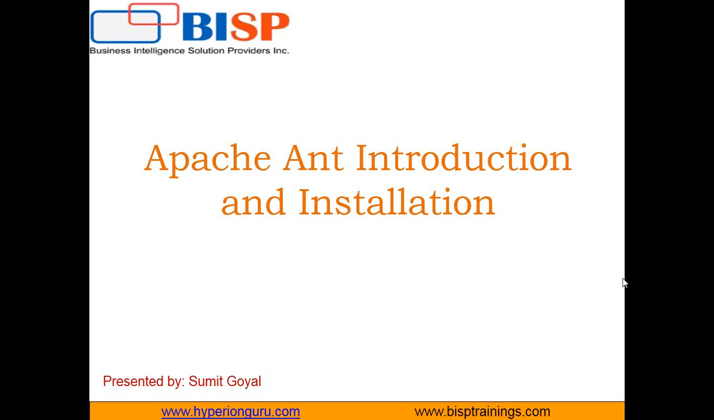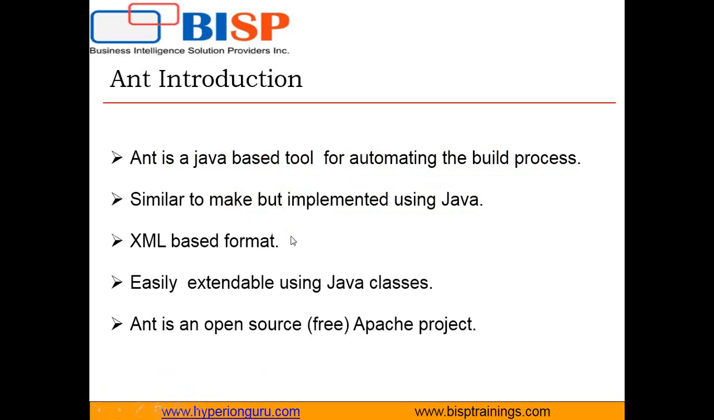Today's topic is Apache Ant, the build automation tool. The simple definition which can be found online is that Apache Ant is a Java-based build tool from Apache Software Foundation. Apache Ant's build files are written in XML and they take advantage of being open, standard, portable, and easy to understand. It is similar to Make but implemented using Java.